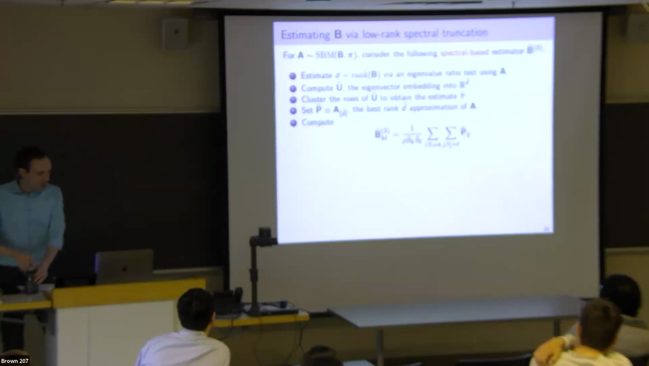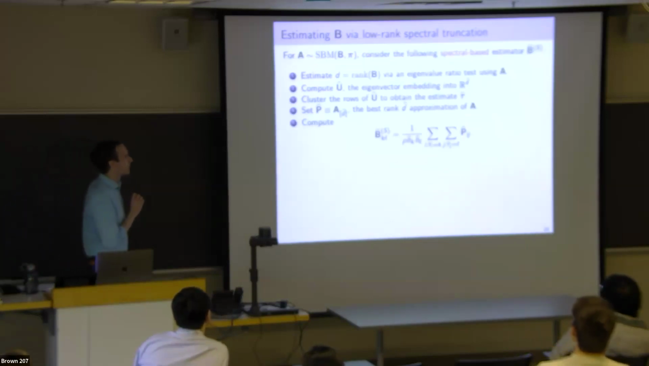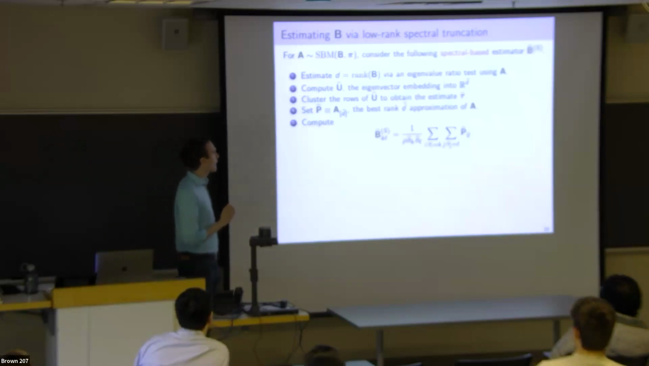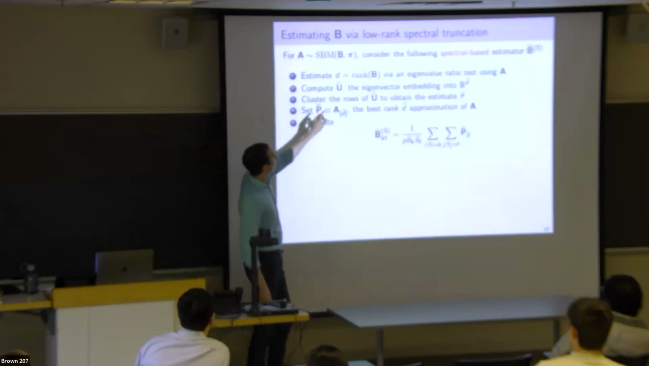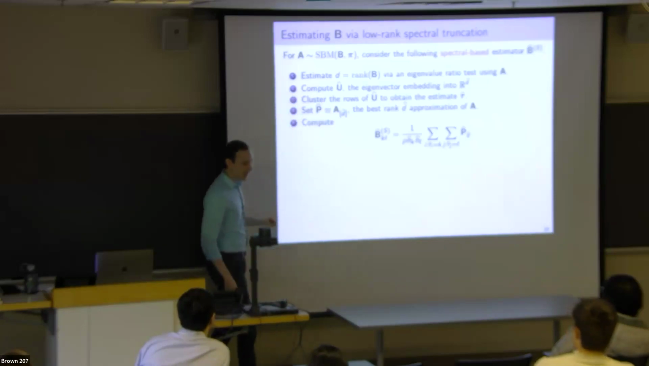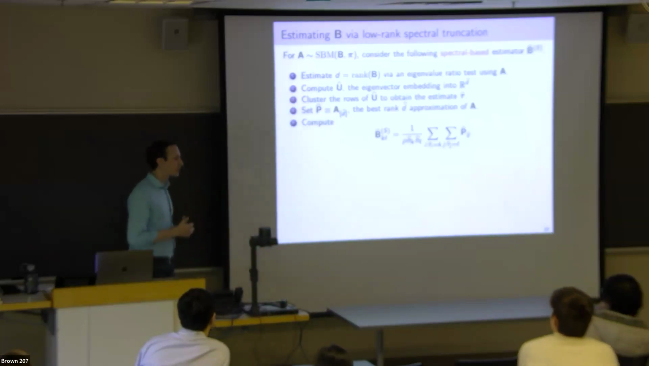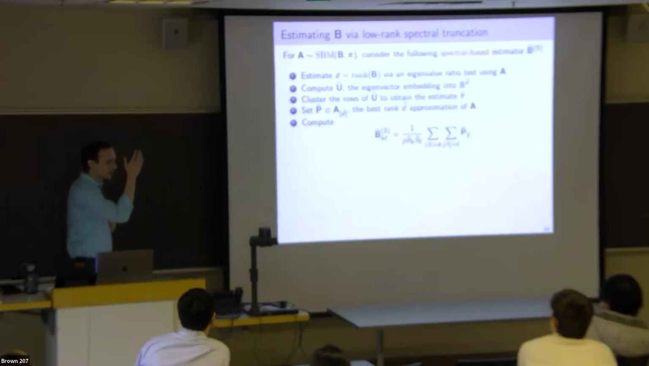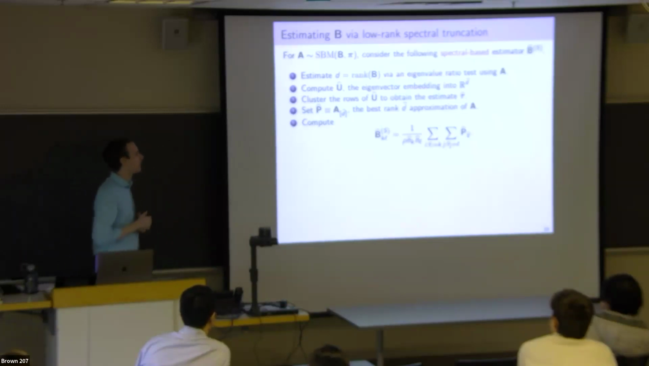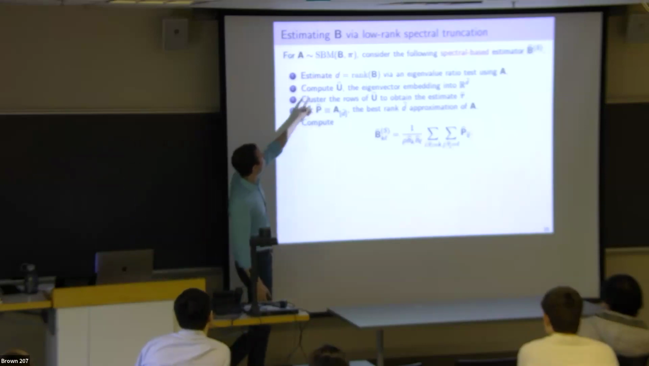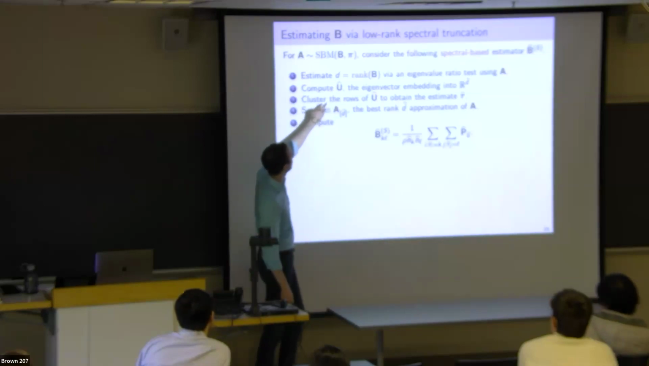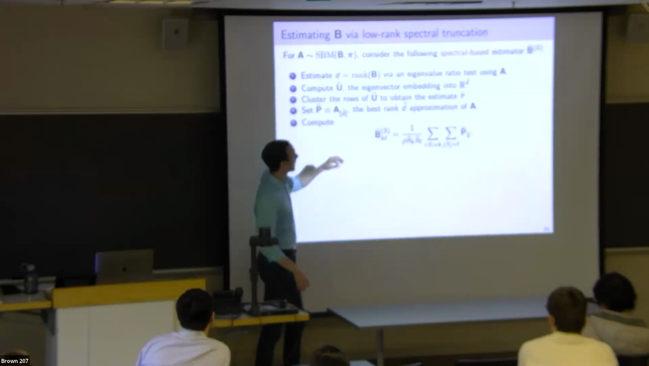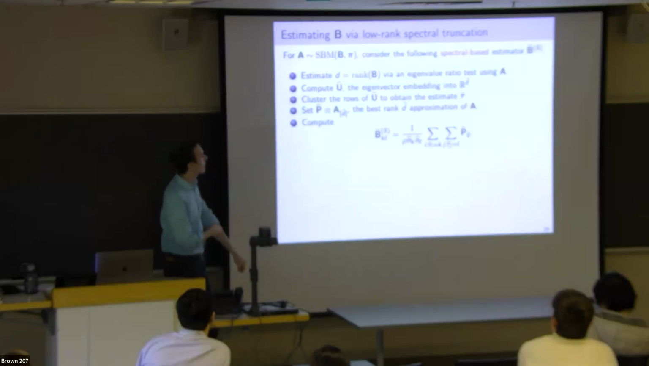So we propose a very simple to write down, but ultimately difficult to analyze estimator for B. The idea is the following. We're going to estimate the rank of B from our adjacency matrix. And we can actually do this consistently by just taking a scree plot and looking at the eigenvalues that way. So we'll get an estimate, but I'm going to work with the true dimensionality D, so just assume you know it for simplicity. We're going to compute the matrix of leading eigenvectors, okay? Just like we've been talking about in this talk.